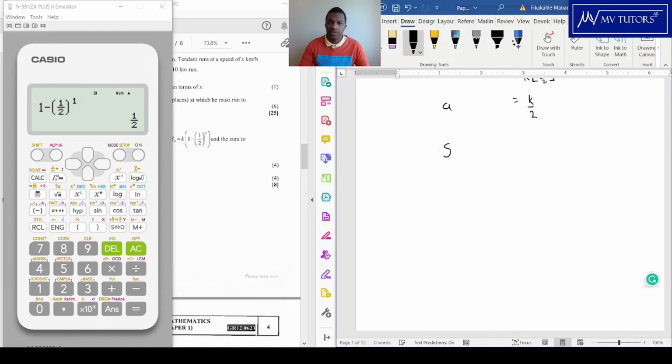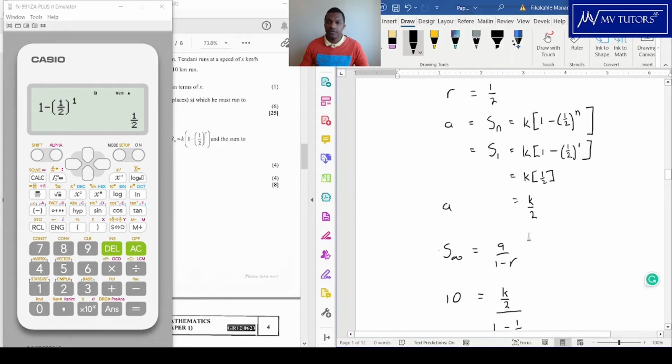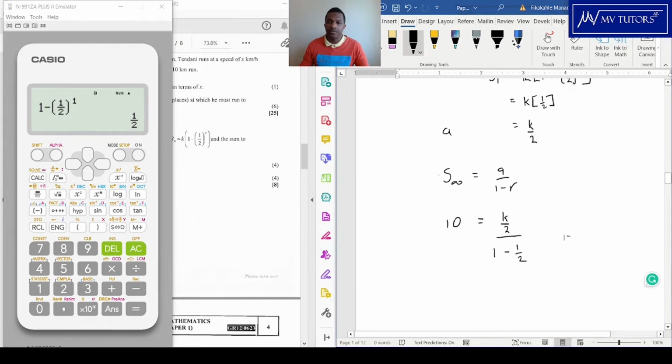So let me rewrite the equation just in case you don't follow. We put 10 here under sum to infinity, under a, which we solved, it's k over 2 divided by 1 minus r, and r is a half, right? Do you remember it? There we go.